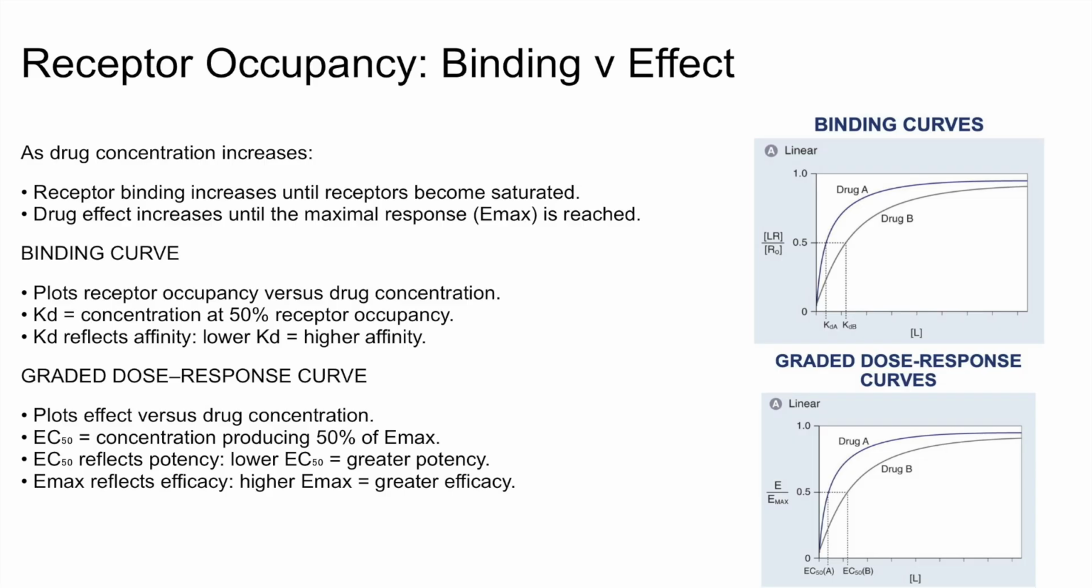A graded dose-response curve instead plots the magnitude of a biological effect against concentration. So EC50 is the concentration that produces 50% of the maximal response and is a measure of potency. Emax is the greatest effect the drug can produce and reflects efficacy. KD does not necessarily equal EC50. Because of signal amplification in spare receptors, a drug may produce a large effect without occupying every receptor.